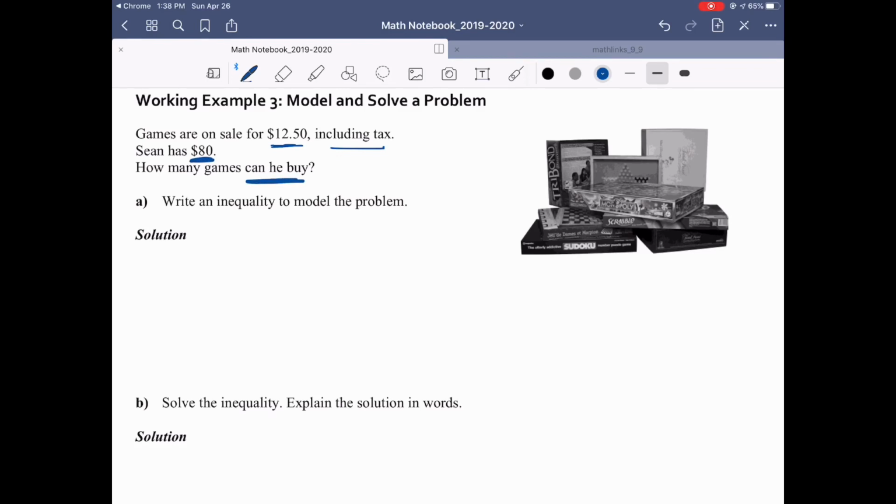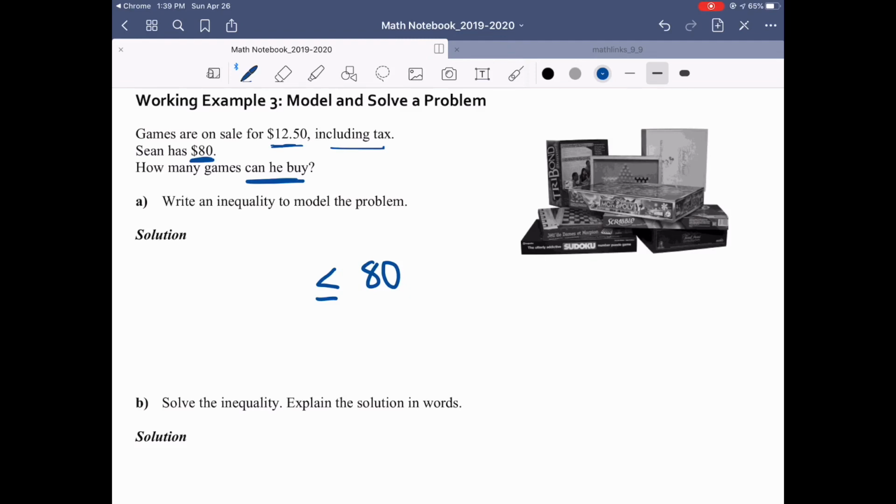So let's first write an inequality to model the problem. Each game costs $12.50 and Sean has $80. Him having $80 means that he can spend $80 or less. He cannot spend more than $80, but he can spend $80 itself, and he can spend less than $80, because that's what he has. So whatever he buys has to be less than or equal to $80.